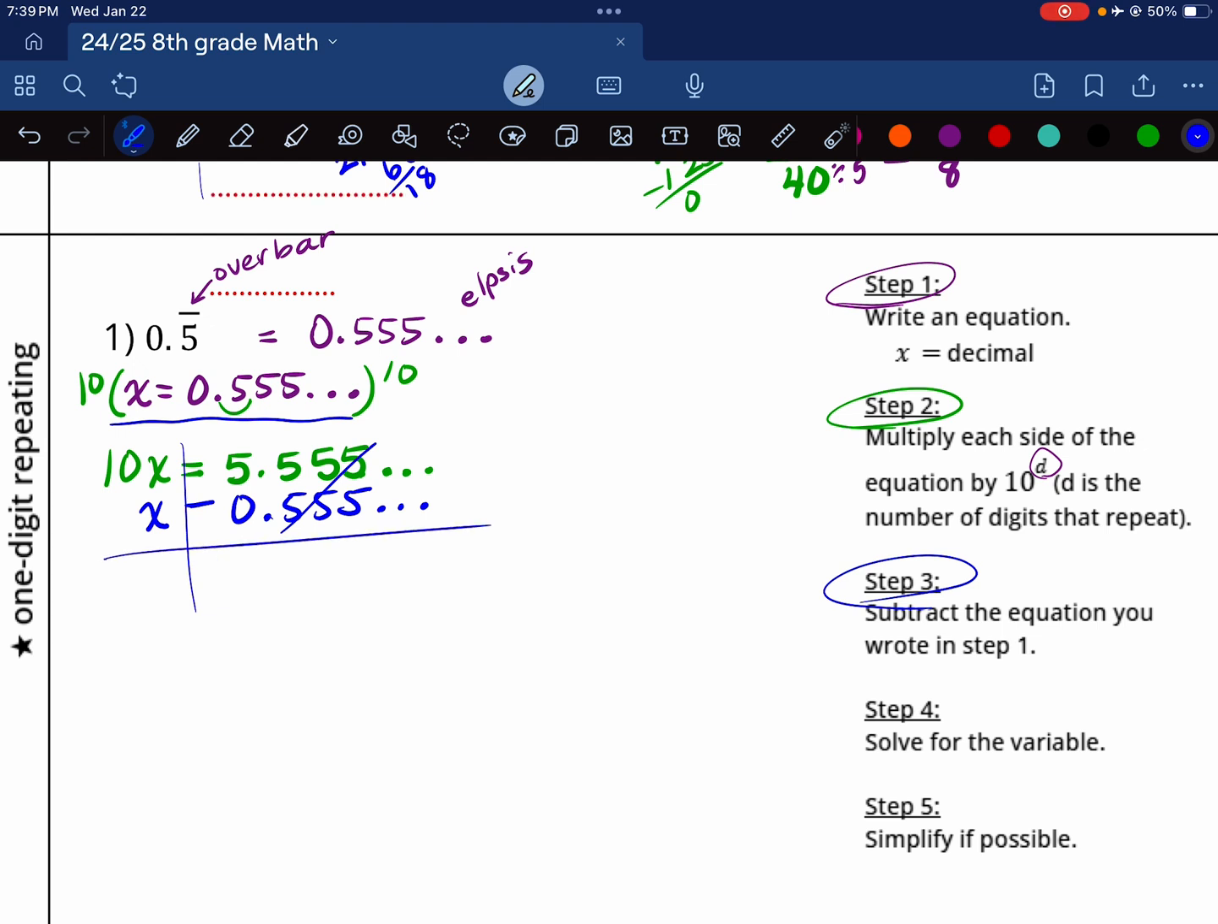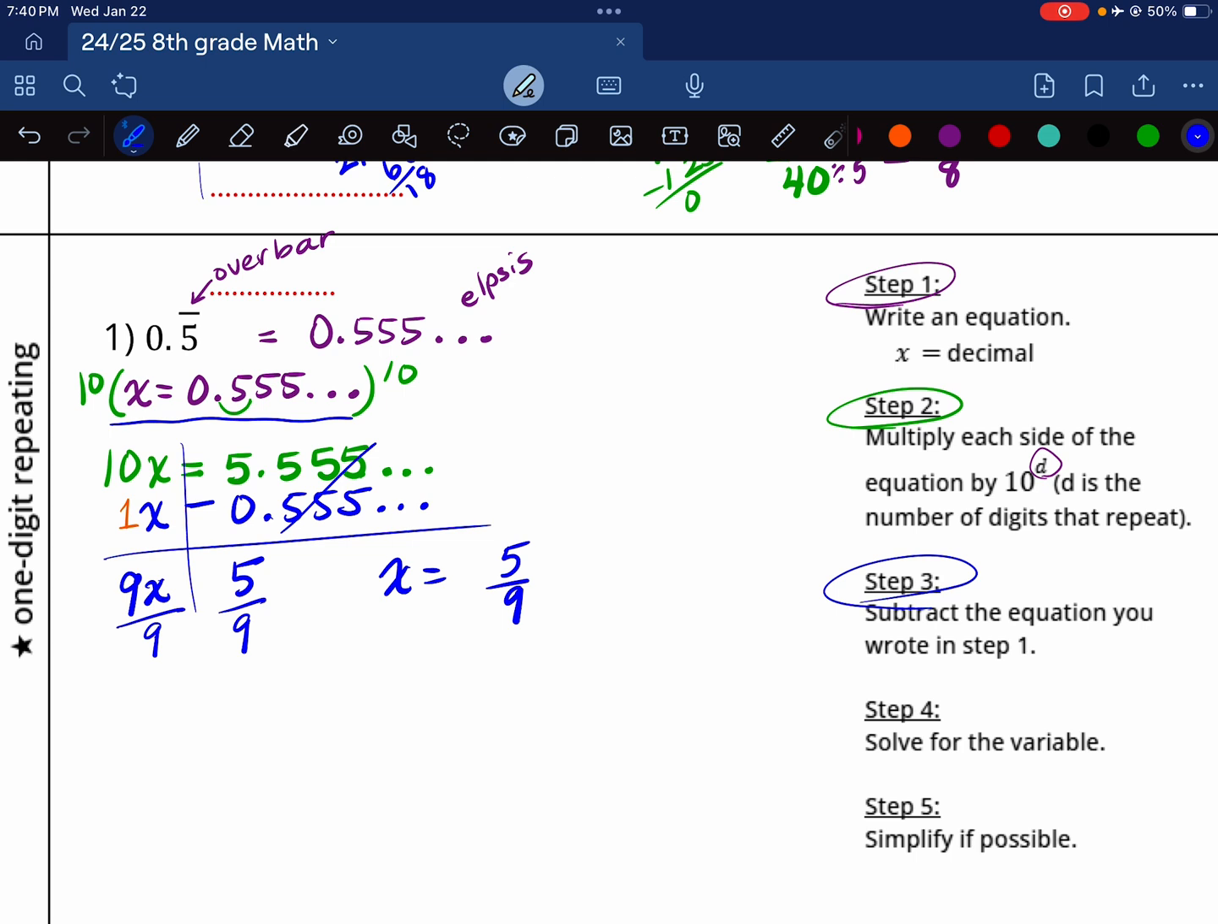And now I have 5. And then on the left side, 10x minus, remember that this is 1x, I have 9x. And then I have to solve for the variable. Divide by 9, divide by 9. So x equals 5 ninths.